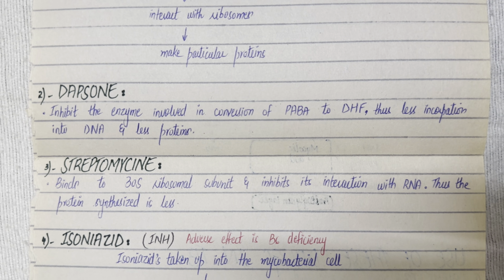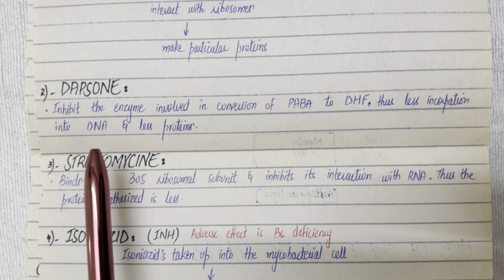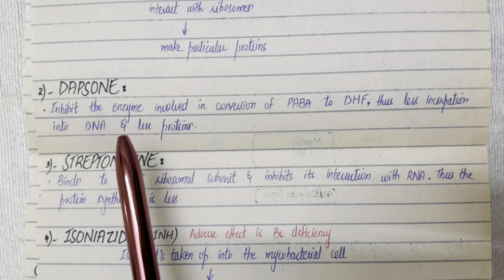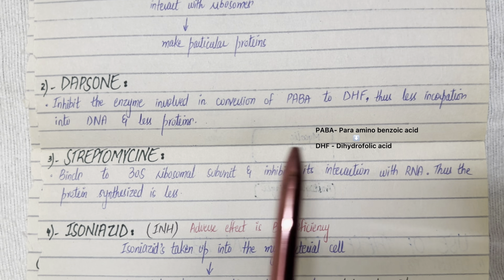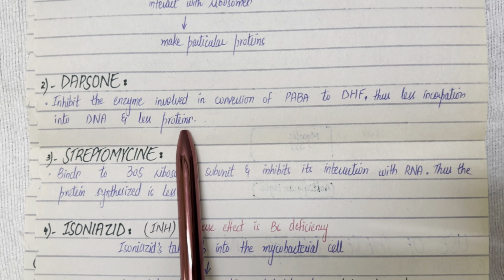Some of the additional drugs are dapsone. The mechanism of action is that it inhibits the enzyme involved in the conversion of PABA to DHF, thus less incorporation into DNA and fewer proteins are formed.